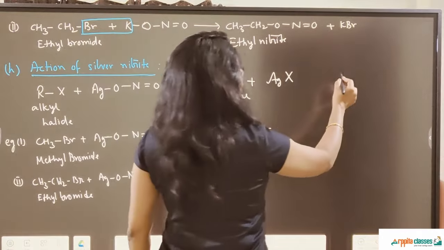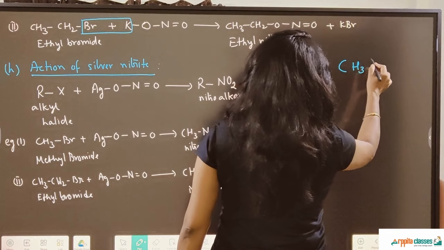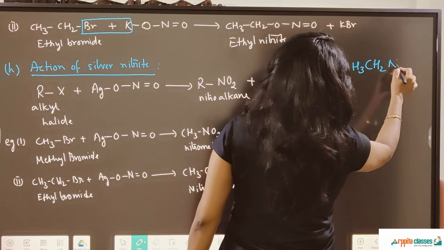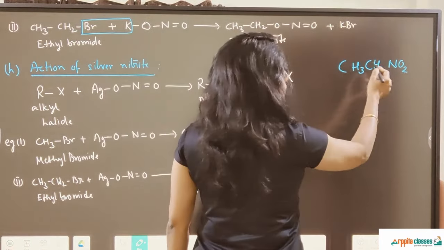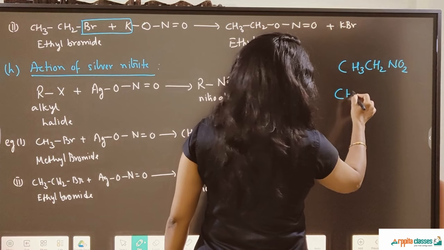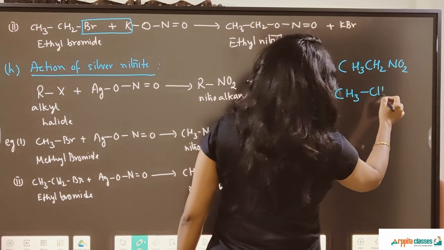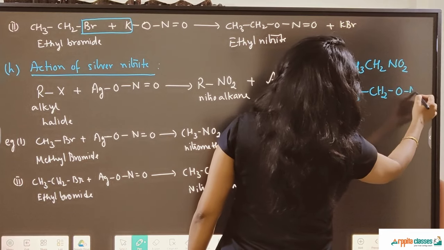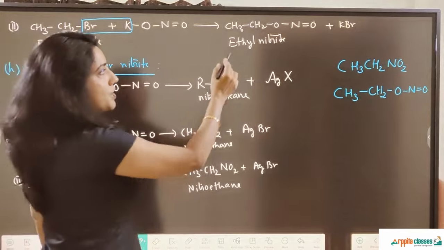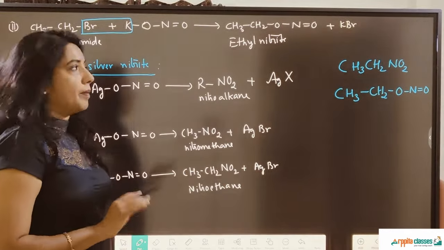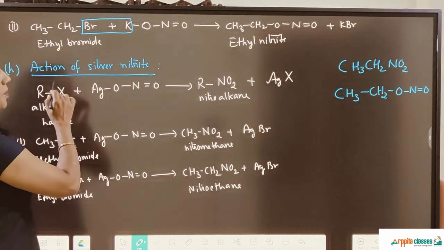Always remember, don't write it as CH3CH2NO2. Don't write it this way. This is nitroethane, where the nitrogen is attached to the carbon. But here we are getting CH3CH2ON double bond O. Here oxygen is attached to the carbon. So in nitrite, oxygen gets attached to the carbon. Always remember.